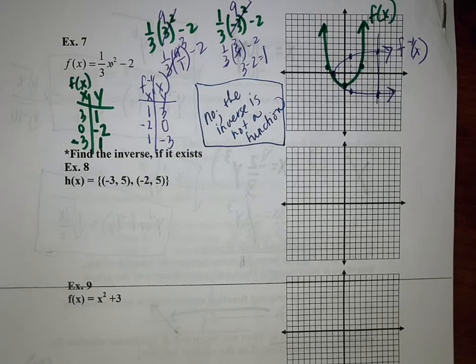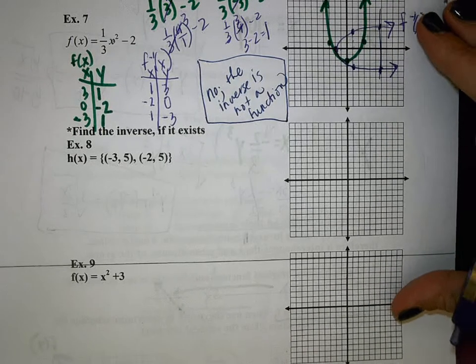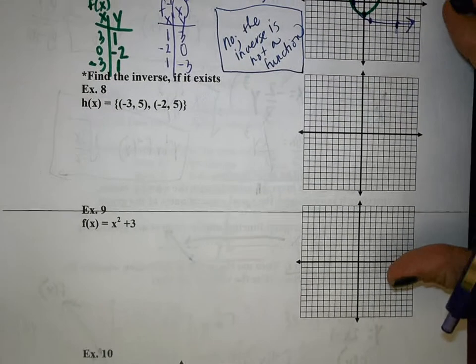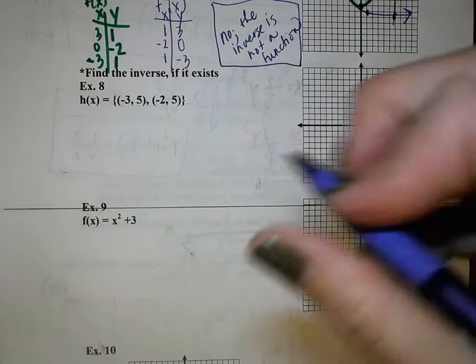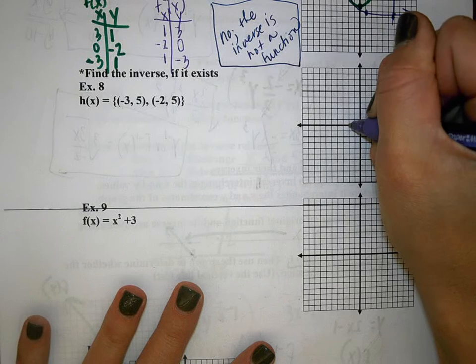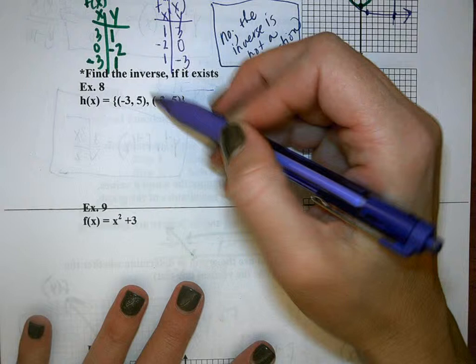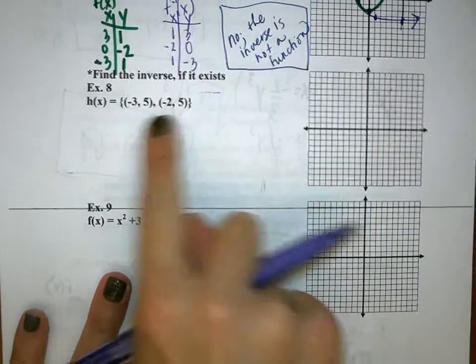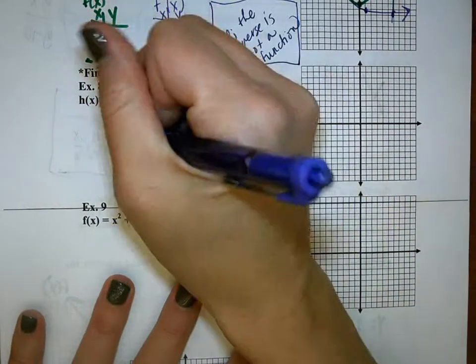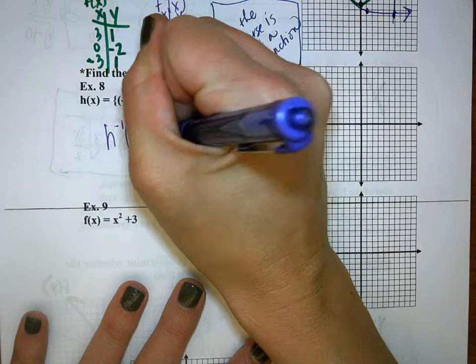Example 8. It says, find the inverse if it exists. Okay. So basically we're kind of stating the same thing, if it's an inverse or not. So on h of x, it gives you the 2 points. So my original function, h of x, we're just going to go ahead and plot those 2 points. Actually, we just want to find if the inverse exists. So let's just do the inverse on this one. So we have our original function there. My inverse, so h to the negative 1 of x, is we're just going to interchange the x and y's.